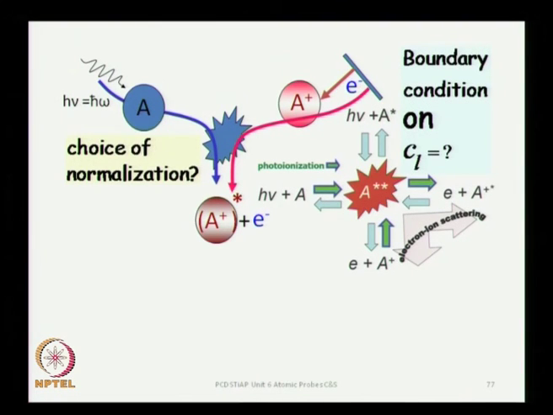Essentially the question boils down to, how do you choose the normalization? CL equal to e to the i delta L is what gave us the correct boundary condition to describe the collision process. So the question is, how are we going to choose CL to describe photoionization? So that is the question we are going to answer.